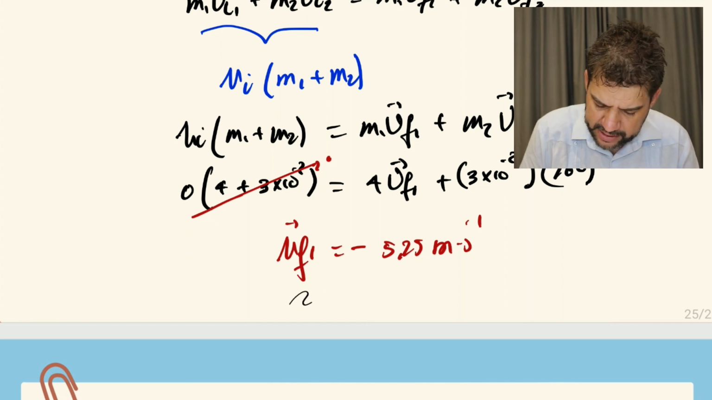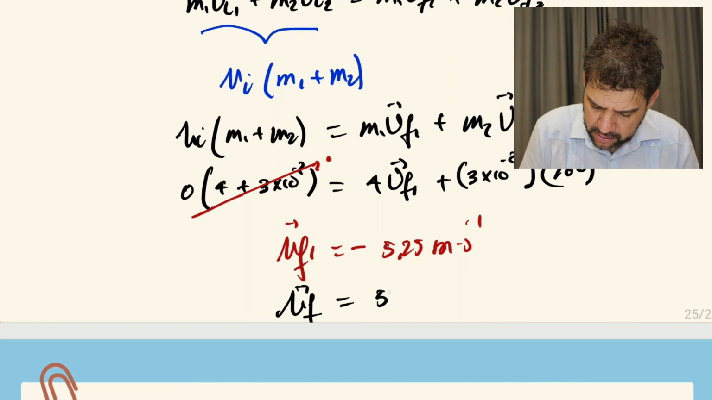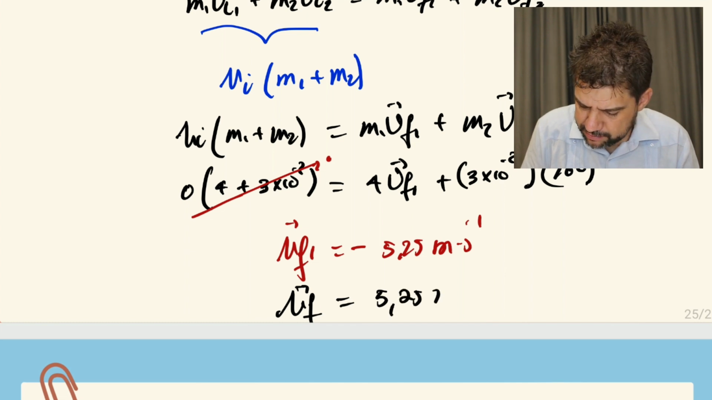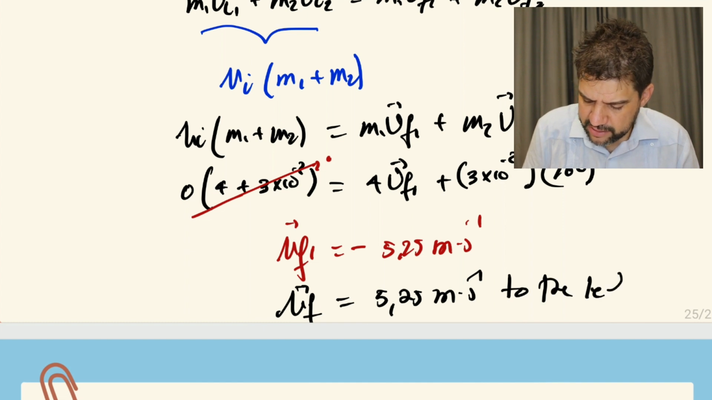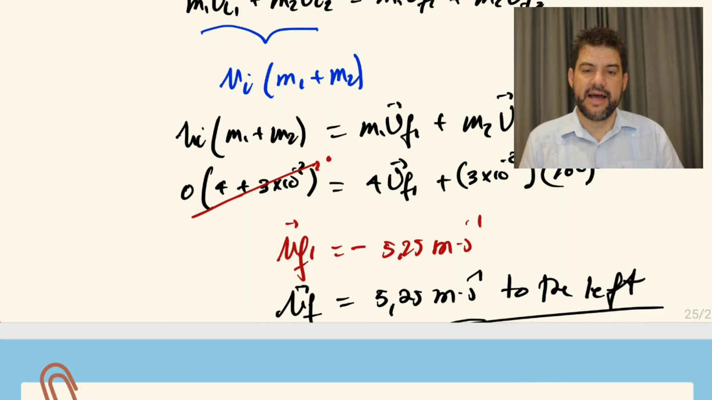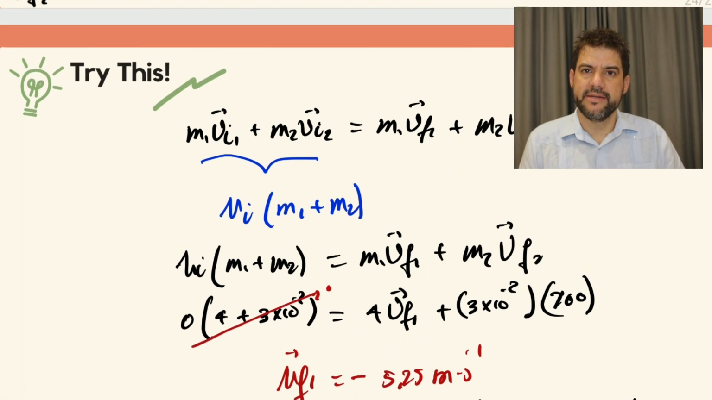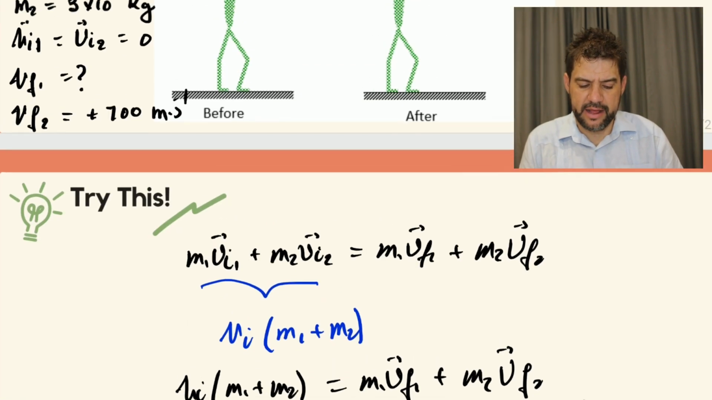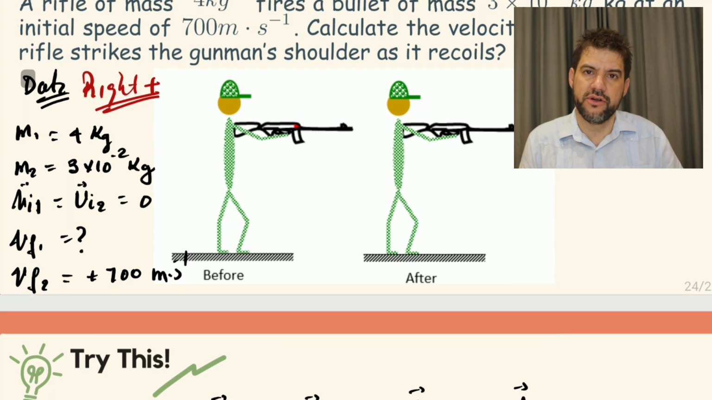So the final speed or the final velocity, not speed, of this object is 5.25 meters per second to the left. There we go. And that is the answer of the question. It's quite simple. If you take the data out of the question, you should not struggle with this one.